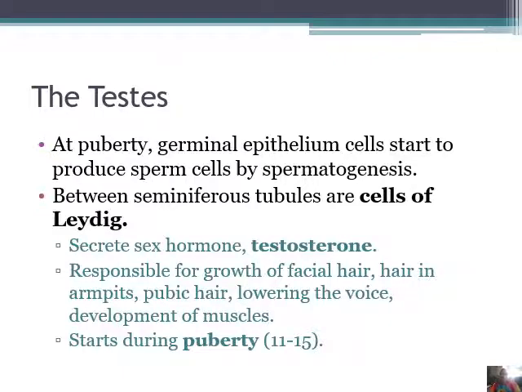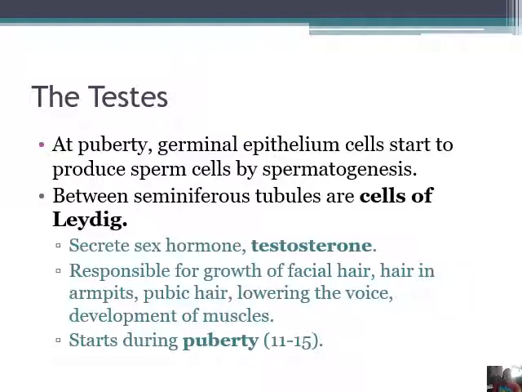At puberty, the germinal epithelium starts to produce sperm cells by spermatogenesis. This is the second type of cell that you also find lining the inside of the seminiferous tubule, and this germinal epithelium is what goes through the process of spermatogenesis to produce the cells.